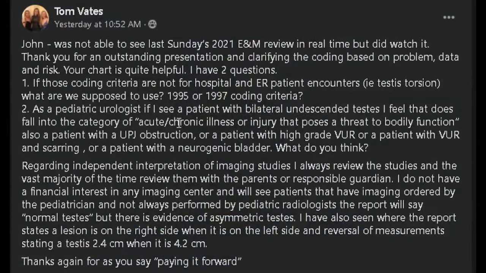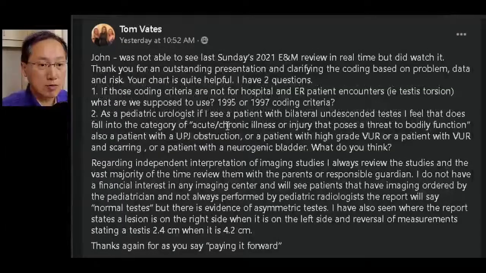Let's see. You do not have a financial interest in any imaging center and will see patients that have imaging ordered by the pediatrician and not always performed by pediatric radiologists. The report will say normal testes, but there is evidence of asymmetric testis, which is meaningful. You also have seen where the report stated a lesion is on the right side when it's on the left side, and reversal of measurements stating a testis is 2.4 centimeters when it is 4.2 centimeters.